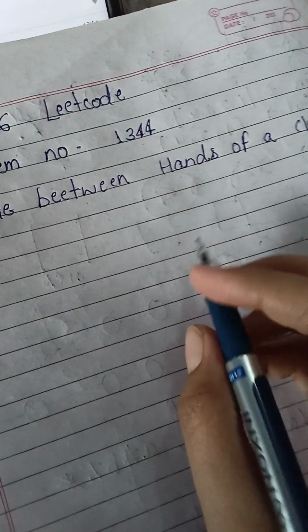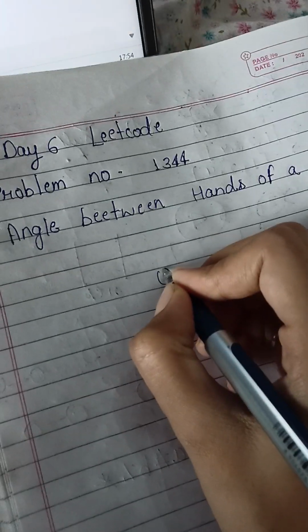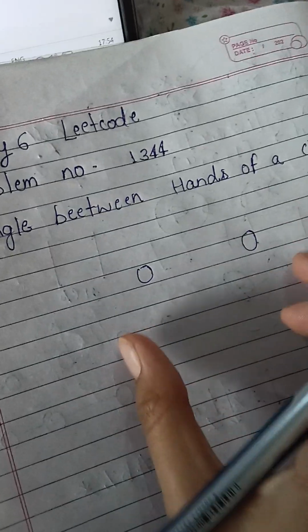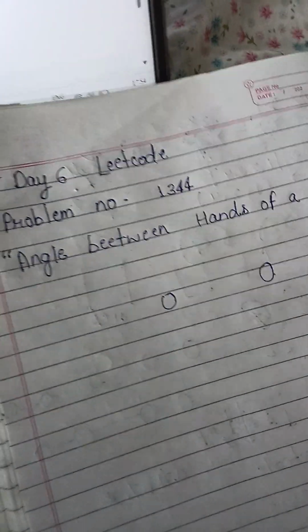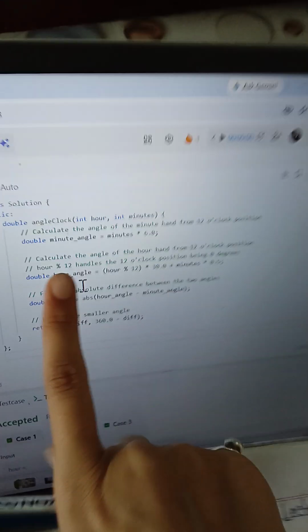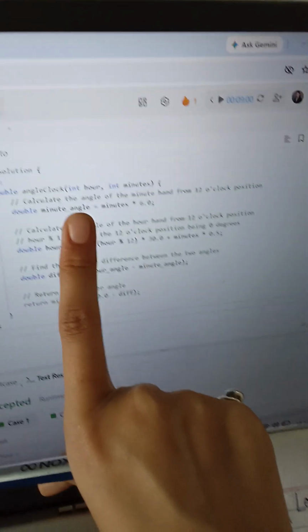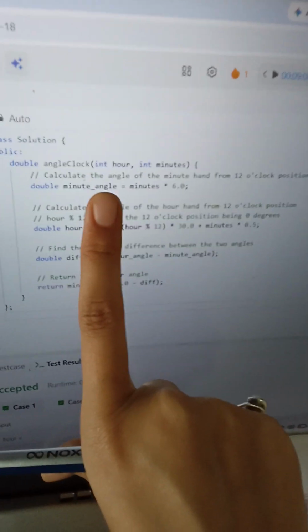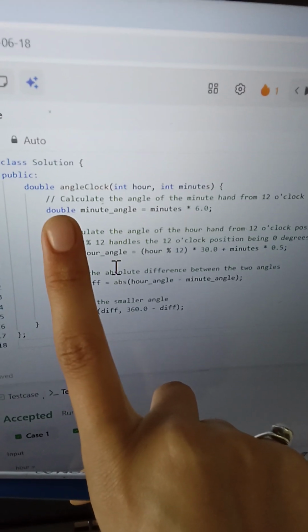Let's check what approach we are using. We are calculating two angles, our hour angle and our minute angle. Then we will combine them and get the smallest angle. So here I have created a variable named minuteAngle, and we are calculating the minute angle in the form of double.